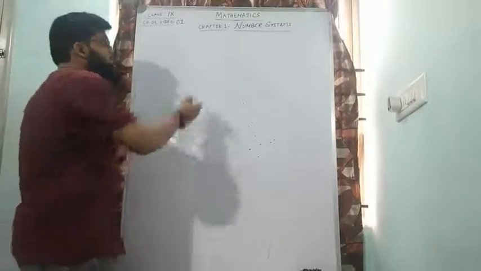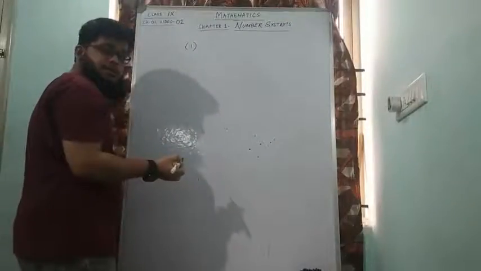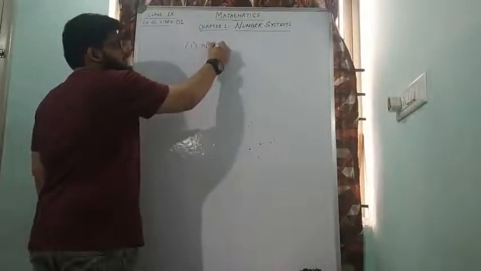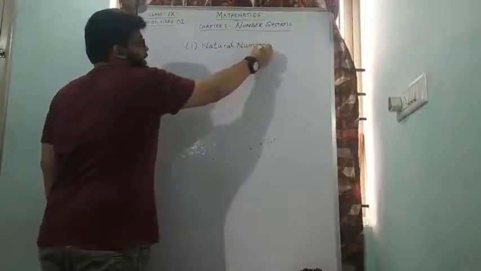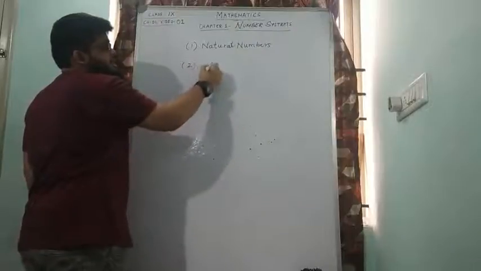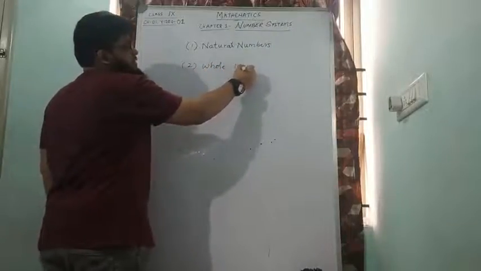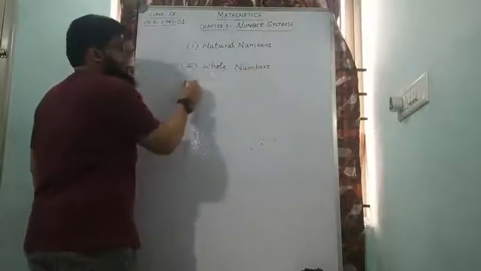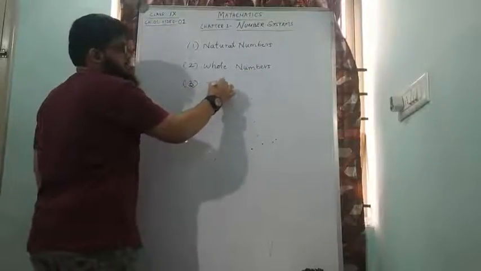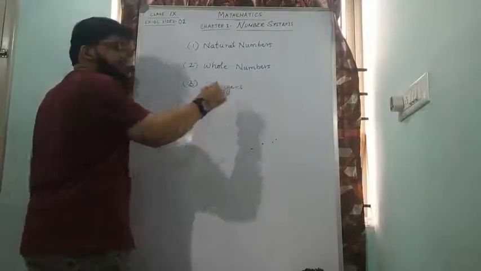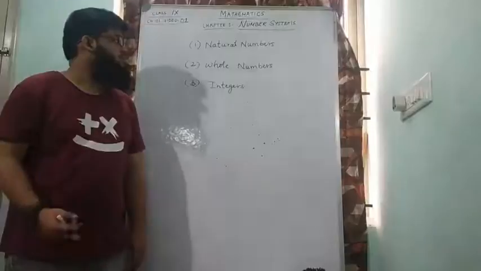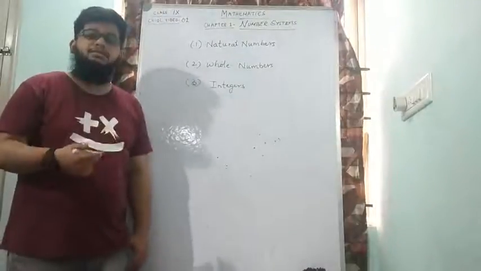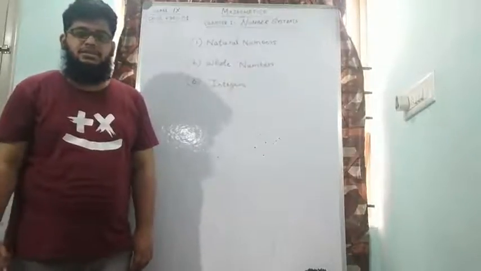So to start with, we all have heard of something called natural numbers. Then we have heard of something called whole numbers. Then we have seen something called integers. We have learned the basics of this in 8th standard already, and now we'll see a little more in depth about what are natural numbers, whole numbers and integers, and then we'll move on to something called rational numbers in today's class as well.